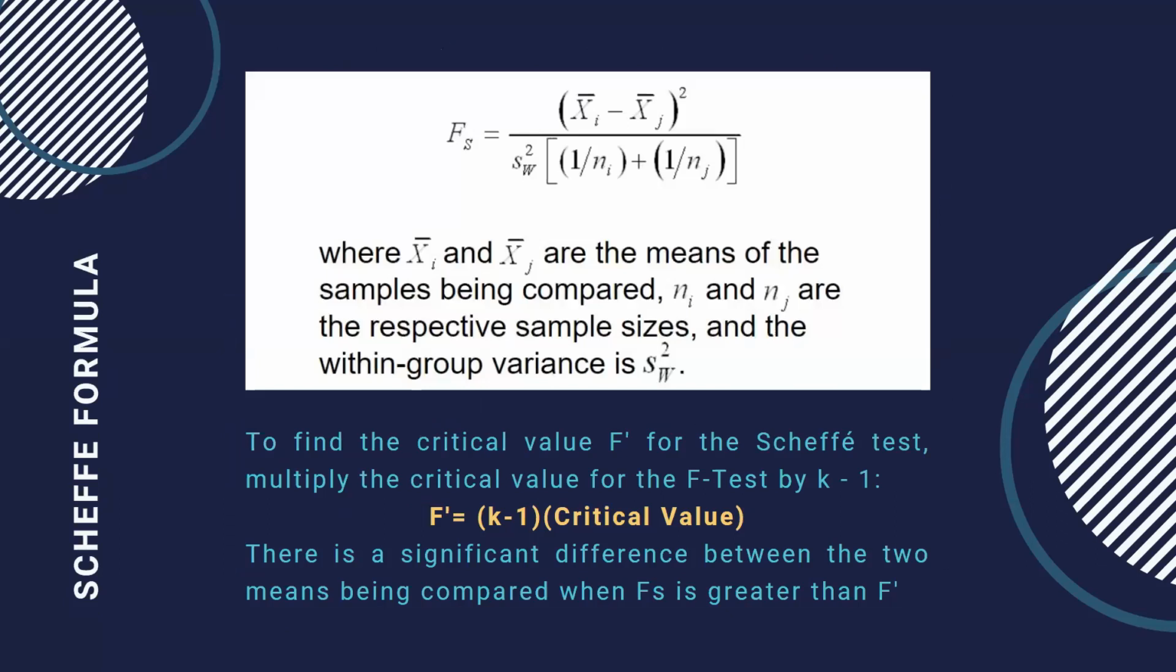This is the formula for the Scheffé test, where xi and xj are the means of the samples being compared, ni and nj are the respective sample sizes, and the within group variance is denoted by SW. To find the critical value F prime for the Scheffé test, multiply the critical value for the F test by k minus 1, as shown in this equation. And there is a significant difference between the 2 means being compared when Fs is greater than F prime.